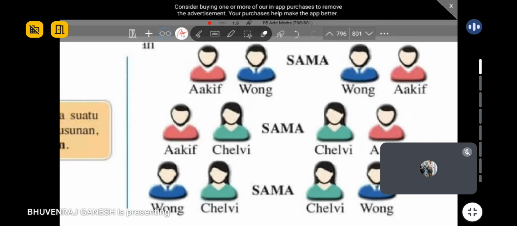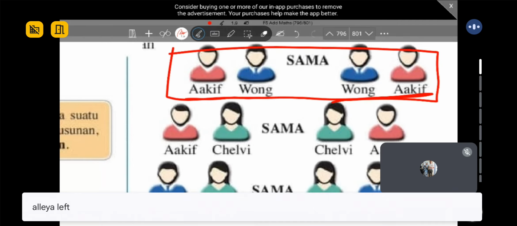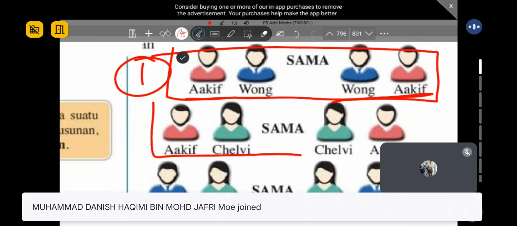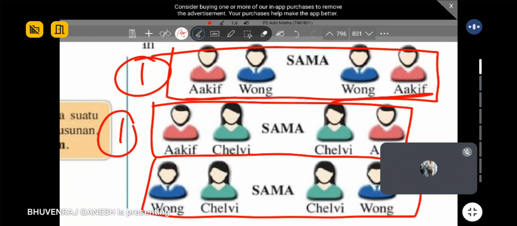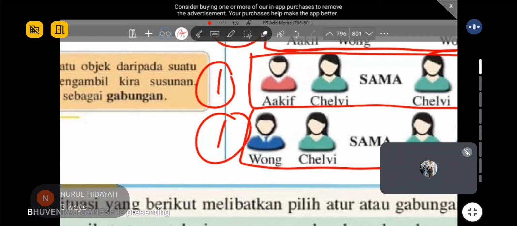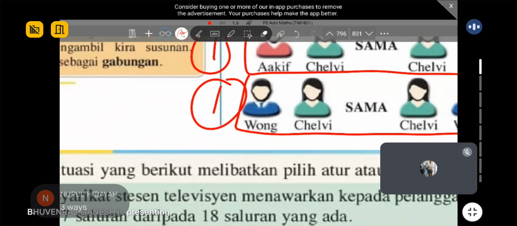Okay? So yeah. Okay, so this is what is being explained here. So in combination, Akif dan Wong sama dengan Wong dan Akif. Okay, so kita lihat bilangan cara sahaja. How many ways? So that's why this whole thing is counted as one way only. Satu cara. This whole thing is counted as one way. This is also one way. Okay? So, boleh dapat, guys? Yes, 3 ways.